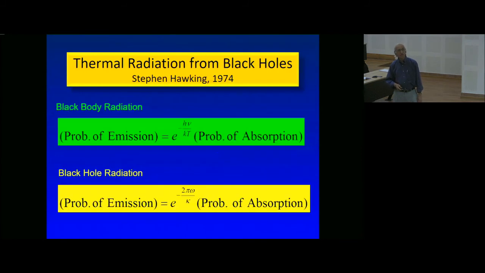But more importantly, Hawking found that the probability of emission from a black hole is related to the probability of absorption by a black hole by this principle of detailed balance factor, e to the power omega over kappa. And this is what Einstein derived in 1917. Probability of emission is related to absorption by e to the power minus h nu over kT.